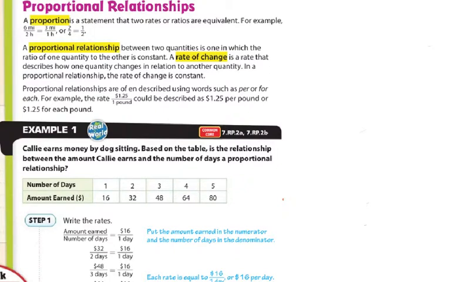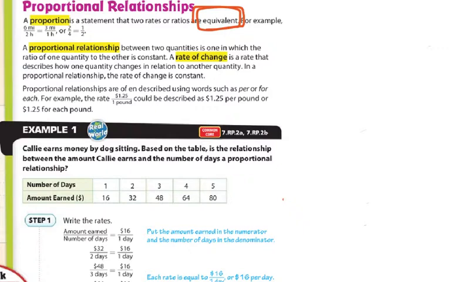All right, so let's go down here for the proportional relationships. This is a lot of math talk, but I'm going to walk you through it really quickly just to ensure that we understand what we're talking about. A proportion is a statement that two rates or ratios are equivalent, okay? So if you're proportional, you're equal to each other. So 6 miles for 2 hours is the same thing as 3 miles for 1 hour, or 2/4 is the same thing as 1/2. So it's just equivalent to each other.